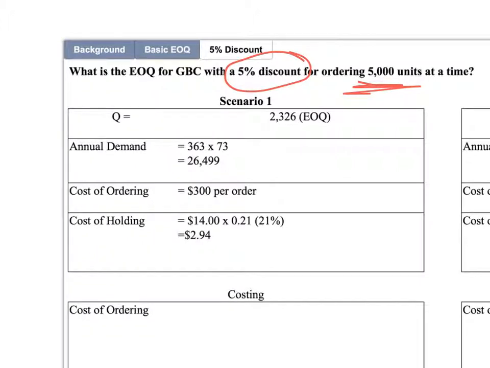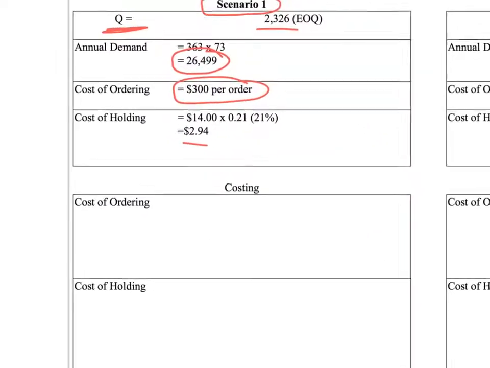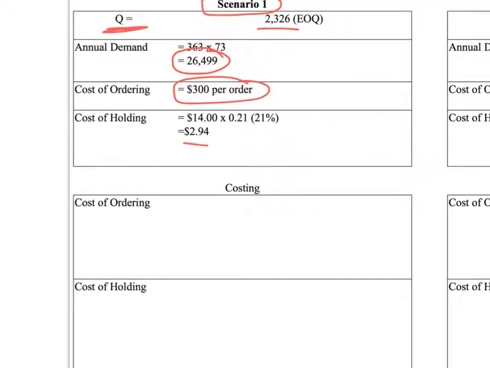So I'm going to stay in red for scenario number 1, and in scenario number 1, we are ordering in increments of 2,326 units. That's EOQ. We figured that out just a minute ago, right? Now, our annual demand doesn't change just because we're ordering. We're still going to order 26,499. Our cost of ordering, that doesn't change, and neither does our cost of holding. We had to figure that out for the basic calculations. So for this, really all we're going to do is begin to fill in some blanks, okay?